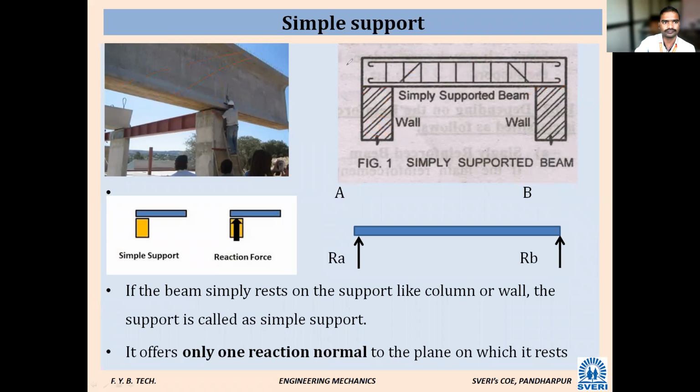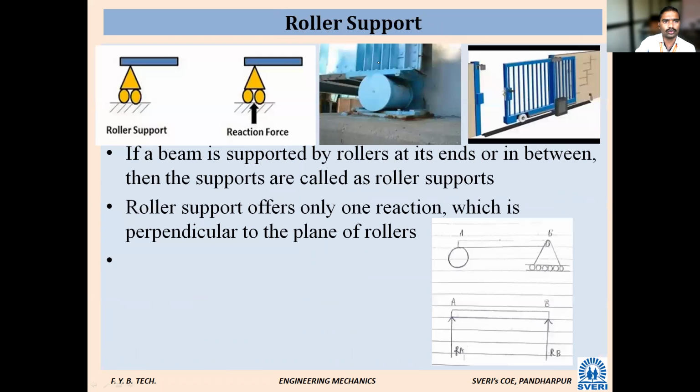Okay, so next, second one. What is second one? Roller support. So this is a symbol for the roller support. Okay, how they have done. So this is a beam, and this beam is denoted like this, and there are rollers. Okay, this is the roller support. You have to denote like this.